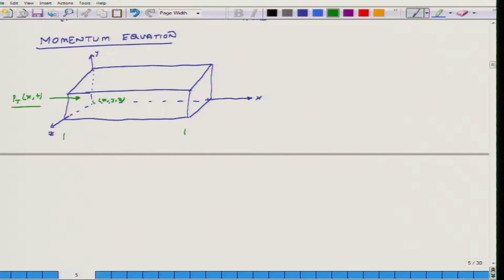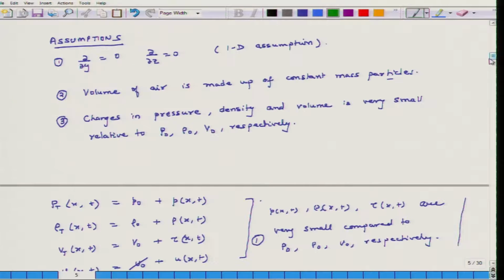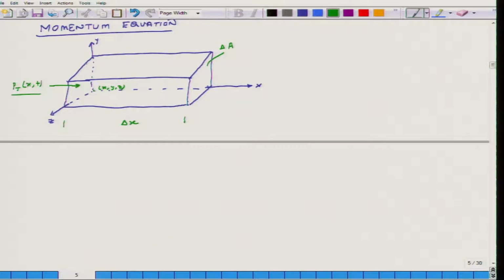and then we assume that this dimension is delta x in the length direction, and this area is A or delta A. Okay. Now, P does not change with y and z direction, because we have initially assumed that the partial of P with respect to y and z directions is 0. On this face P is constant, but as I change the x coordinate P may vary.